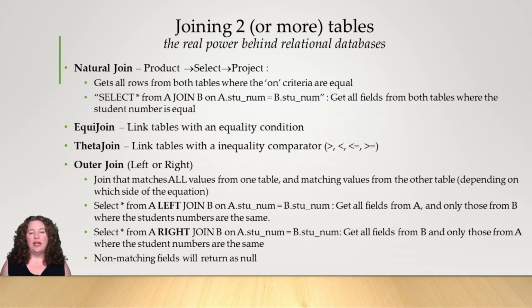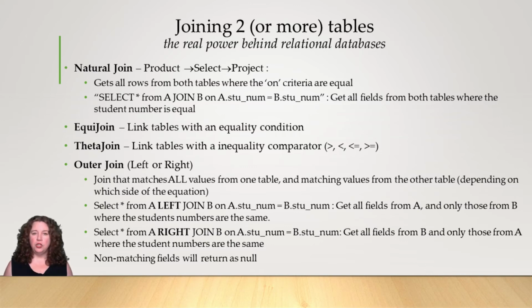The left and right determines which side of the equation you want to have being the one that returns all values. So A left join B is going to give you the item on the left, which is A, all of the records in A and only those in B where they match. If I did A right join B, that is going to give me all the records in B and only those in A where it matches. Order matters in left or right joins.